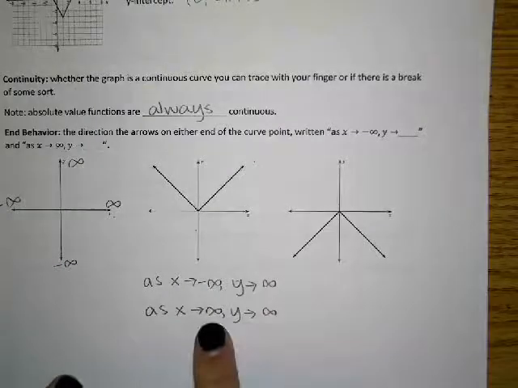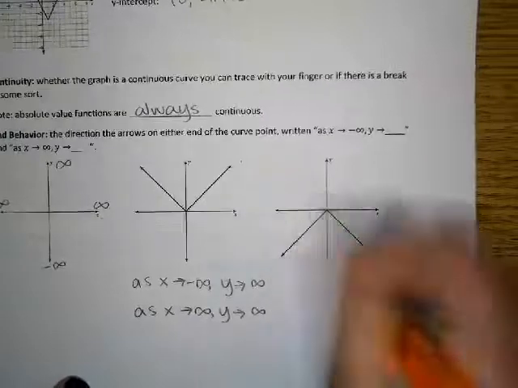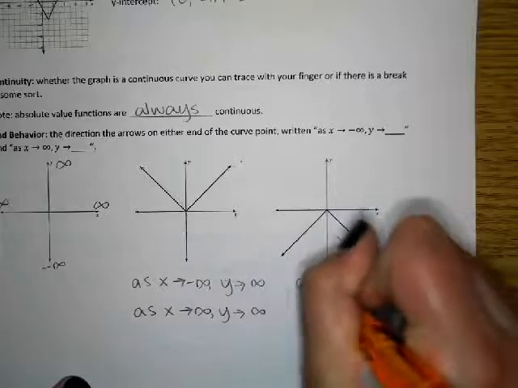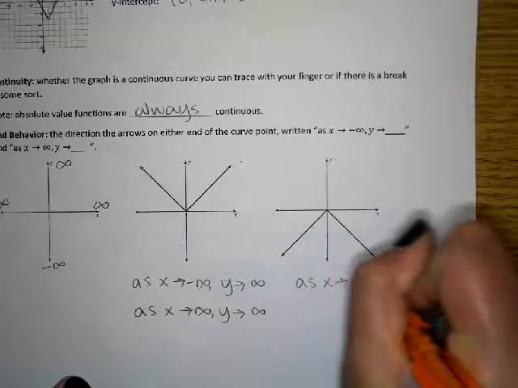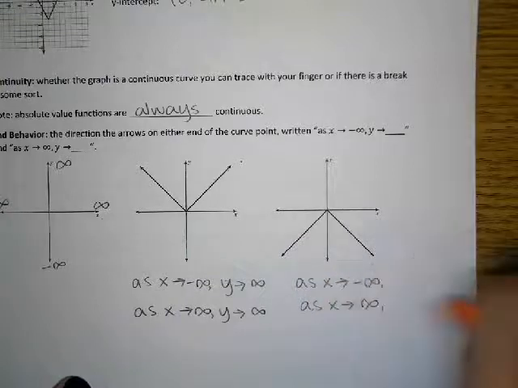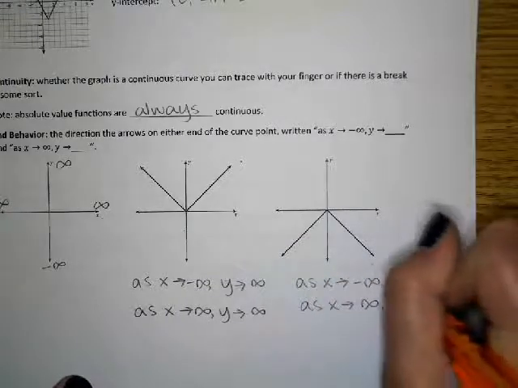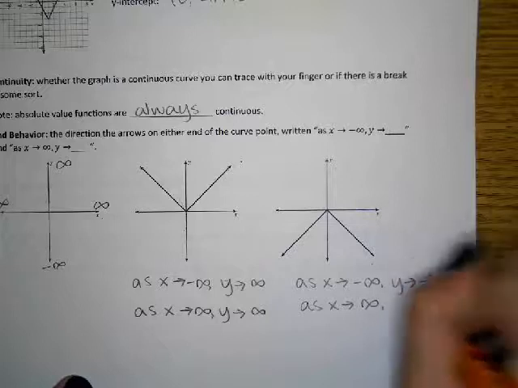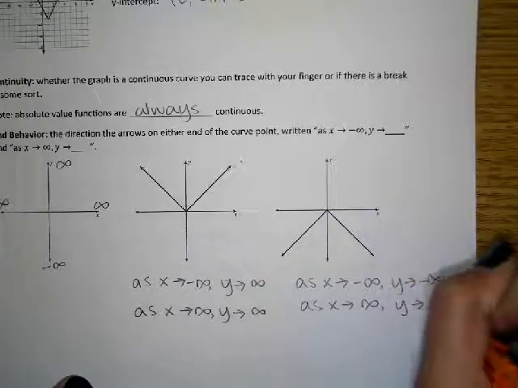In this picture, I'm going to say as I look at the left arrow, as I look at the right arrow, they're both going down. So y goes to negative infinity, y goes to negative infinity. I'm looking at both of the arrows and they're both going down.